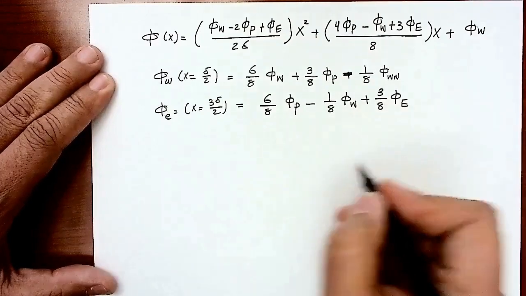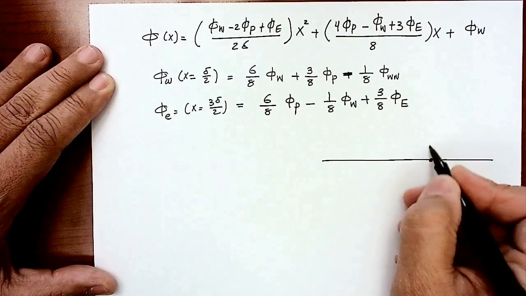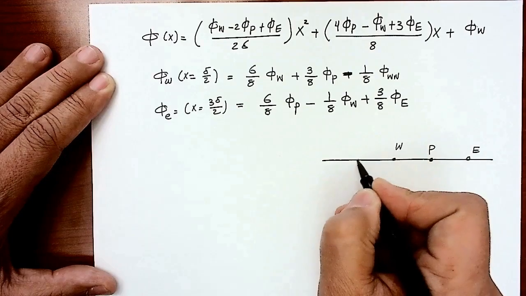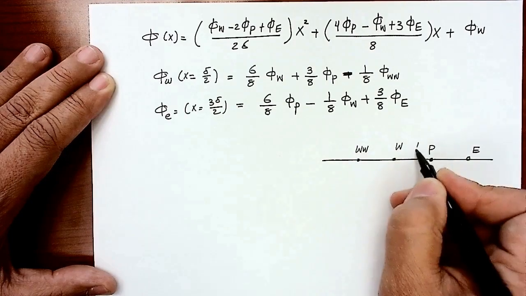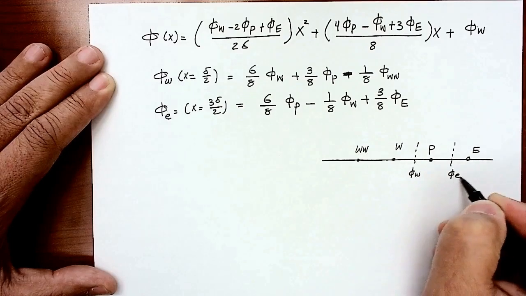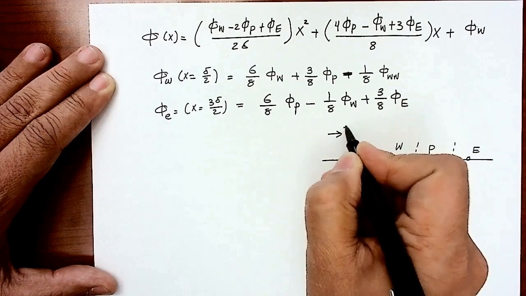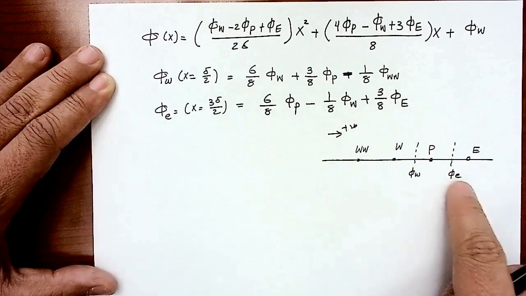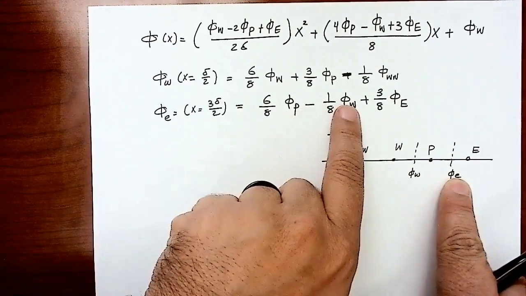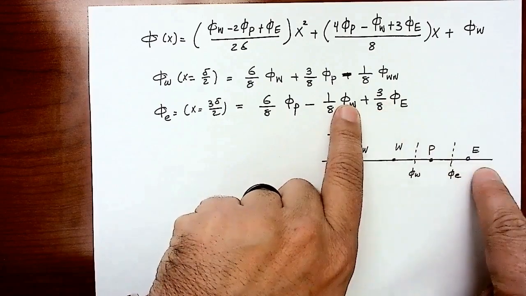So if I go back, this is P, this is E, this is W, this is WW. I'm looking for the phi of the west face and phi of the east face. I'm looking now for the positive flow direction. So you find that phi of the east has 2 upstream nodes, P and W, then 1 downstream node, which is E.